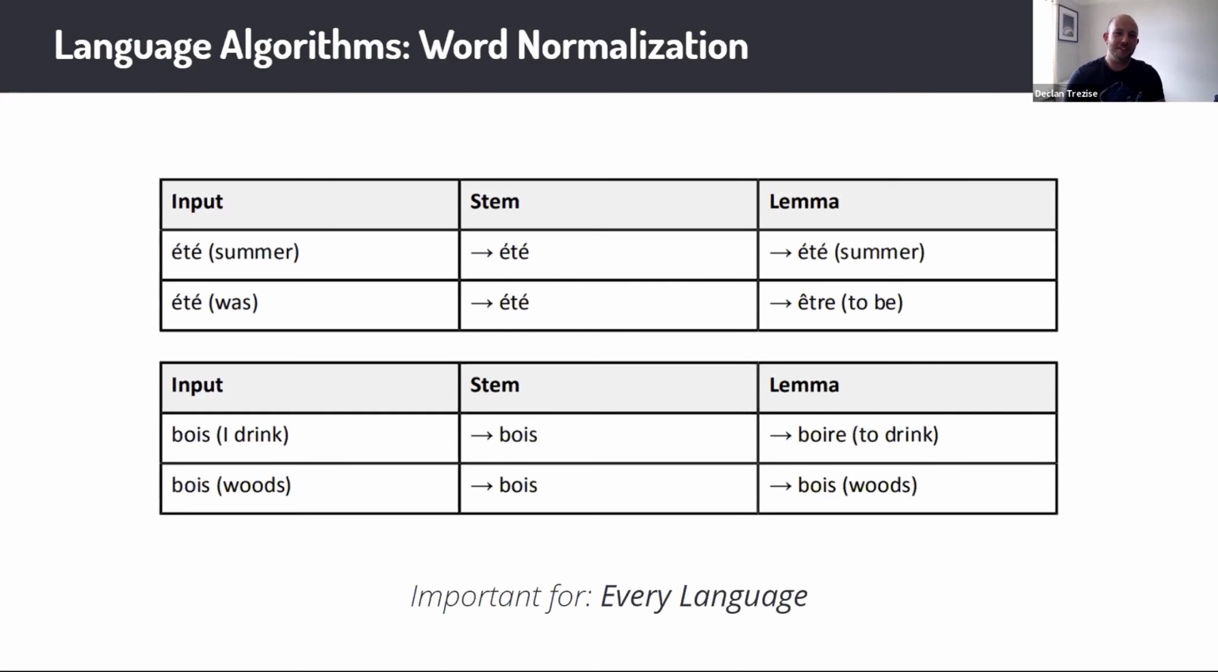Although if you were searching for summer and you got every single thing that included the verb to be or was, you would have a search problem. You'd have a false positive problem. The same with boire in the lower example in French.